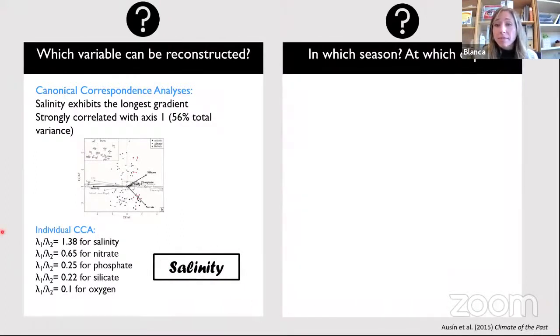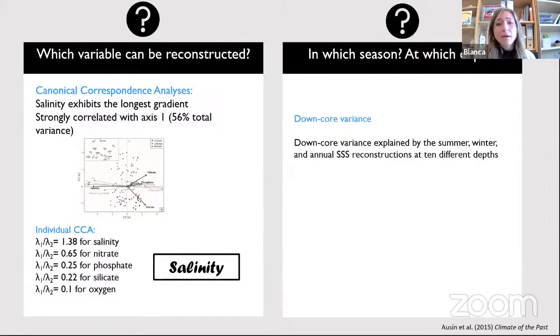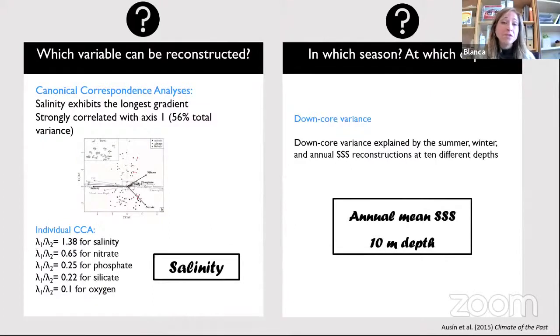Because many coccolithophore species thrive within specific ranges of the photic zone and are subject to environmental seasonality, we need to find as well the most suitable calibration. And this is based on the depth and season that most influence the fossil assemblage. So for this, we calculate the amount of downcore variance explained by the summer, winter, and annual salinity reconstructions at 9 different depths. Their statistical significance revealed that the mean annual reconstruction at 10 meters explained the highest variance. And this is the variable that we are going to reconstruct: annual mean sea surface salinity, for 10 meters depth.